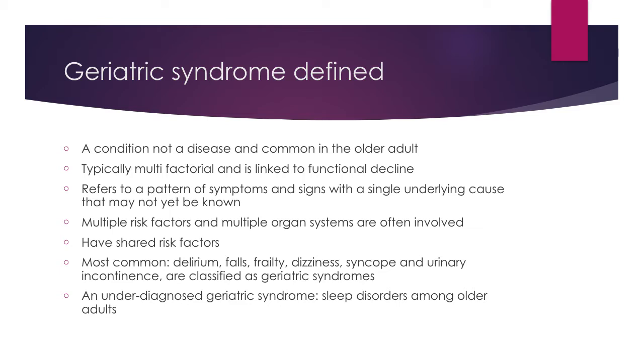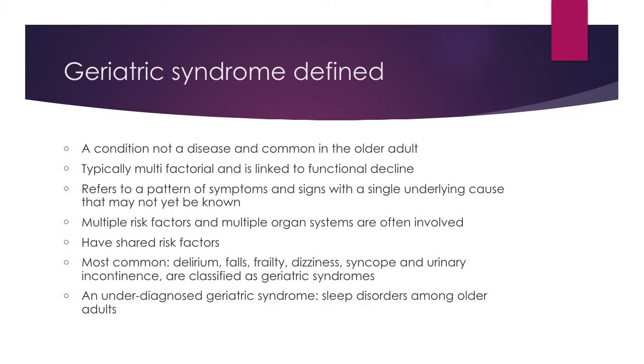So I want to just go over what exactly a geriatric syndrome is. It is a condition, not a disease, and it is very common in the older adult. It is typically multifactorial and it has been linked to functional decline. It refers to a pattern of symptoms and signs with a single underlying cause that may not yet be known. It has multiple risk factors and multiple organ systems are often involved. It has shared risk factors.